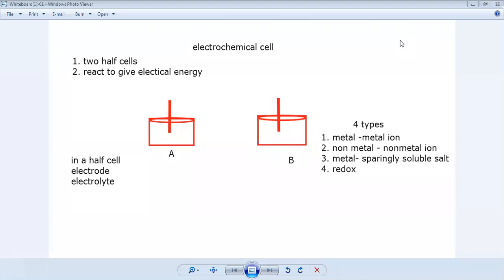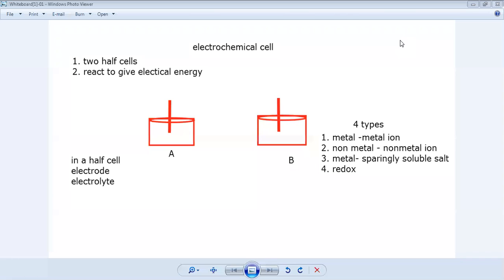We have started with the electrochemical cell. An electrochemical cell is made up of two half cells, and these two half cells react to generate electrical energy. So we have started describing the half cell. Yes or no?